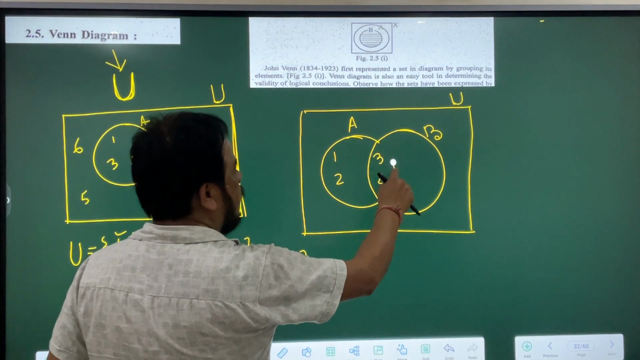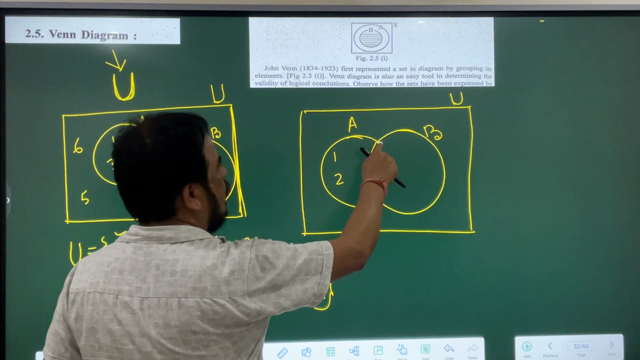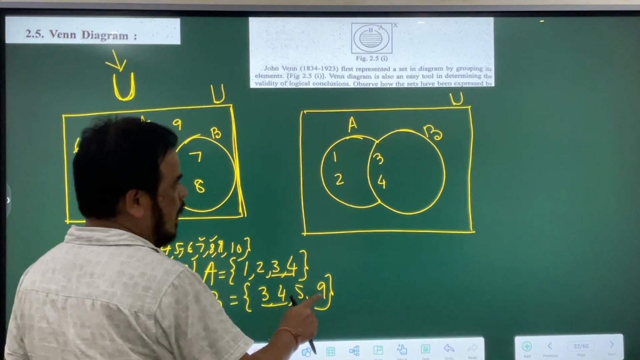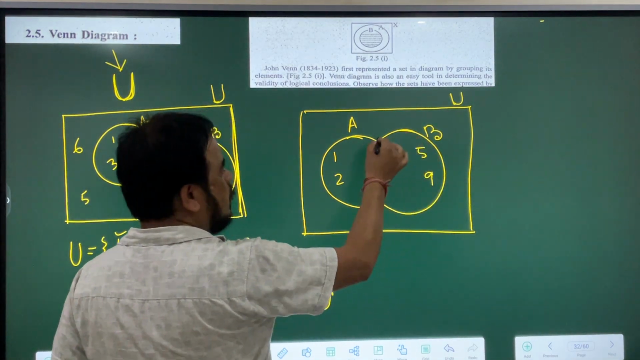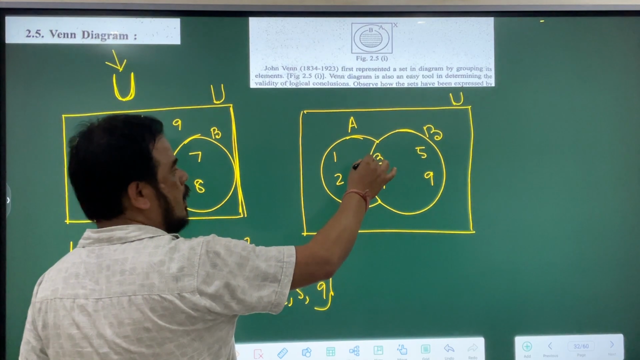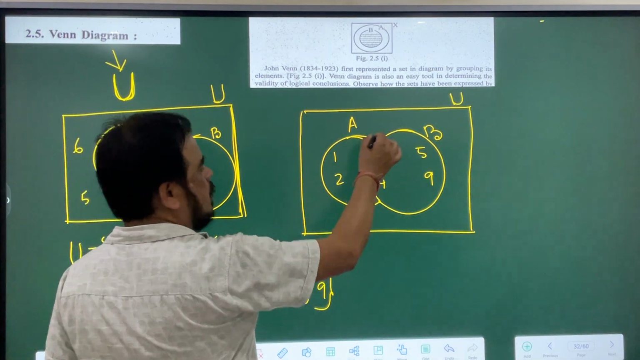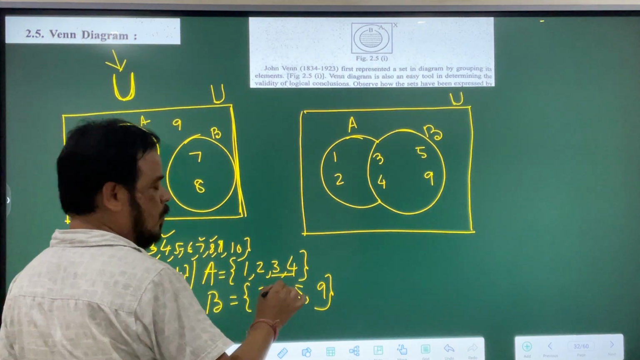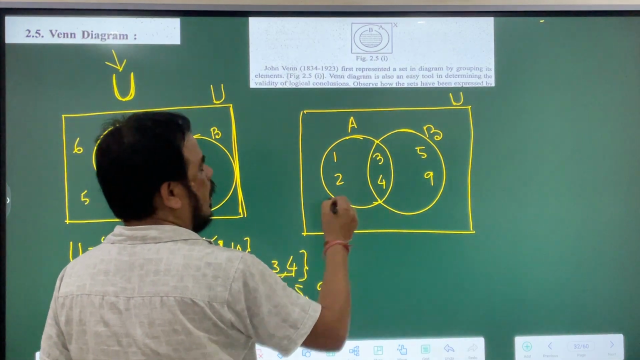Now let me rub this part. So get this circle now. This is a circle for B in which 3, 4, 5, 9. So this is clearly those elements for circle B. So this is the circle for B, in which 4 elements are there and they are 3, 4, 5, 9. I hope you understand. So let us write this one now.